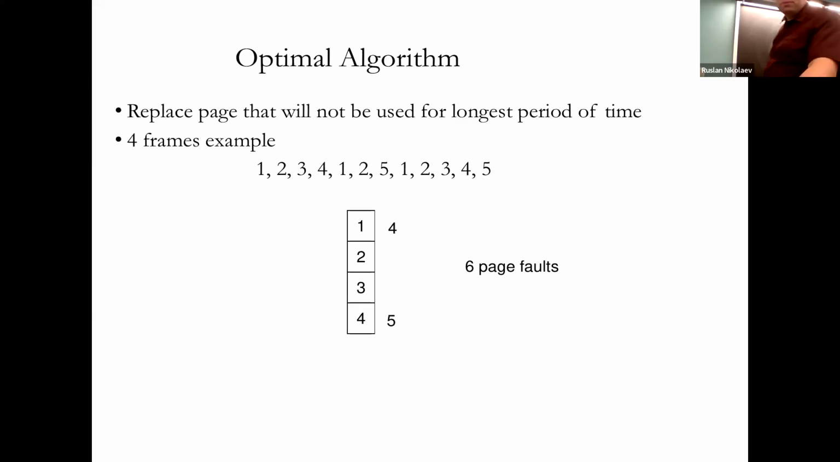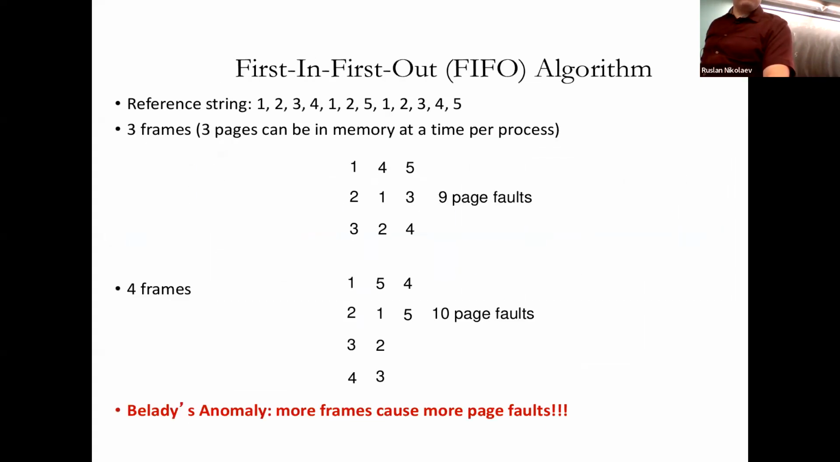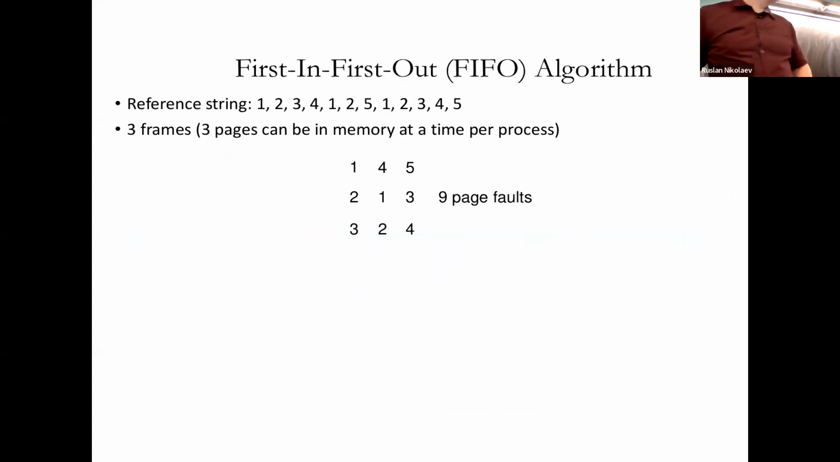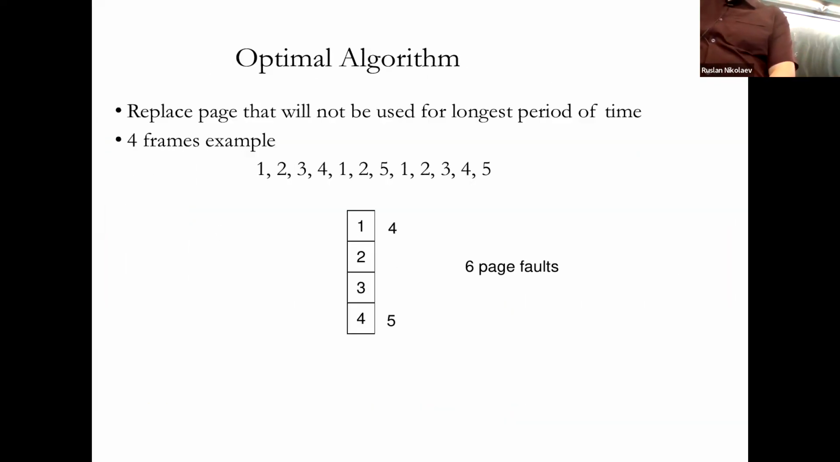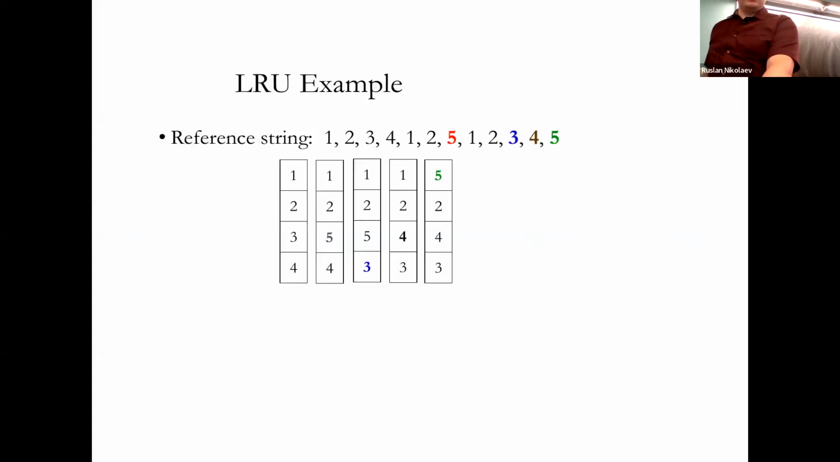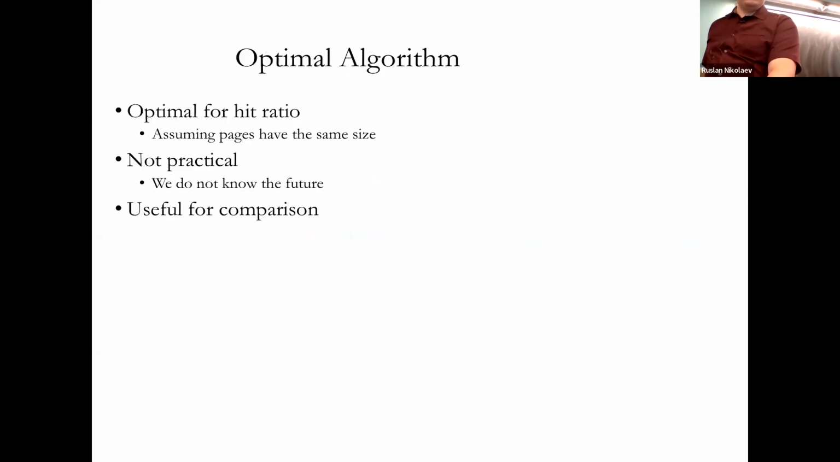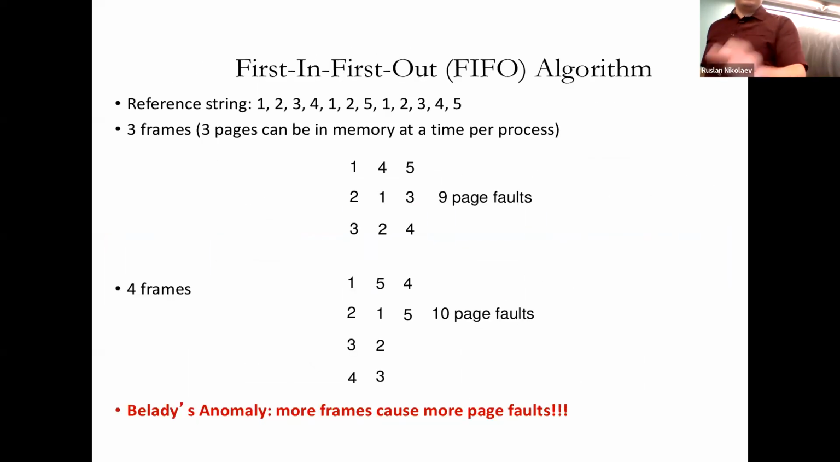So I think it was the same string, right? Just to double check, that was the same string right here. Here we have 6 page faults, and previously how many page faults did we have? Let me see. 9 page faults and 10 page faults. So definitely the optimal algorithm did better, right? This is much better.